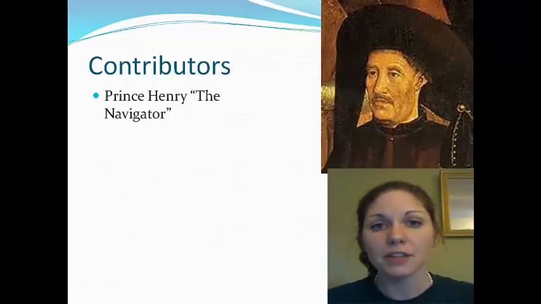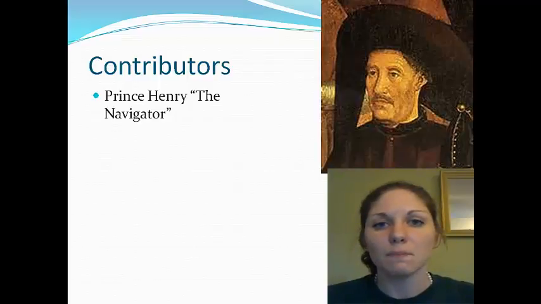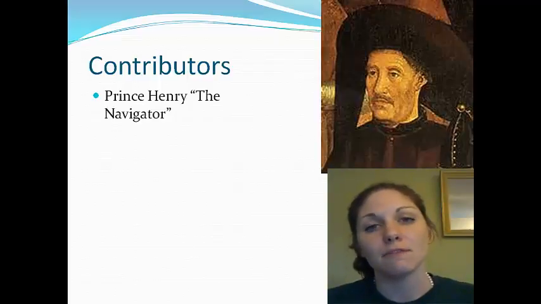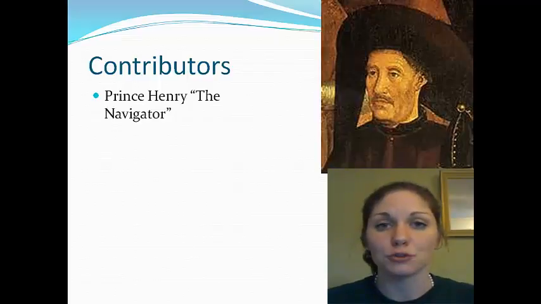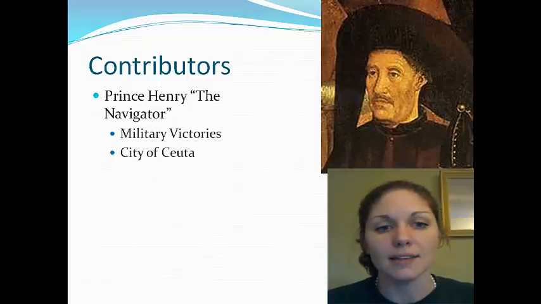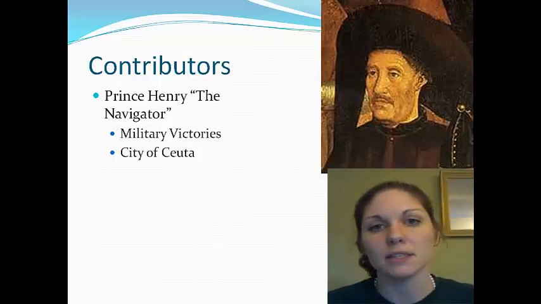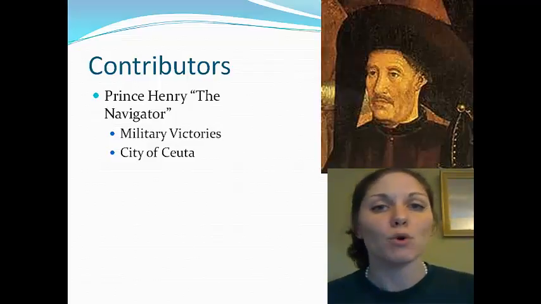Prince Henry the Navigator is a Portuguese royal, and in Portugal and Spain at the time, they had been fighting the Muslims for quite a while, and Henry had some great military victories over these Muslims. His last military victory was at the city of Ceuta. And this is important because at Ceuta, he found two really important things.